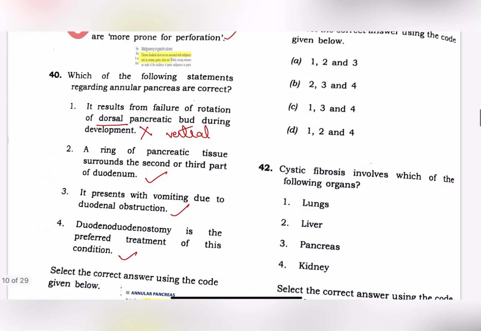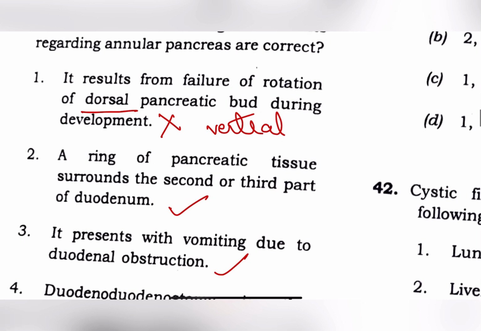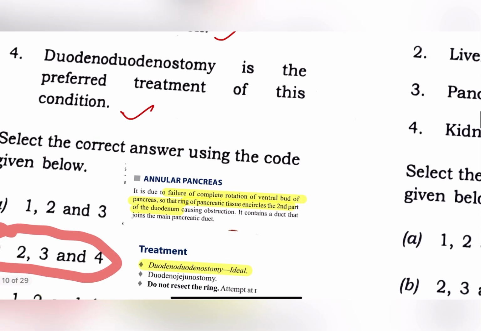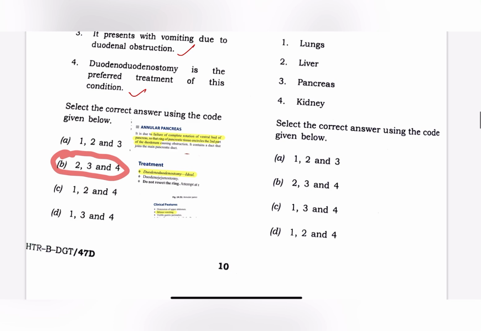So let's see the statements. It results from failure of rotation of the dorsal pancreatic bud, but no, it is actually because of the ventral. A ring of pancreatic tissue surrounds the second part of duodenum. That's true. It presents with vomiting. That's true. And duodenectomy is the preferred treatment. That's true. So the answer is 2, 3 and 4 for this.